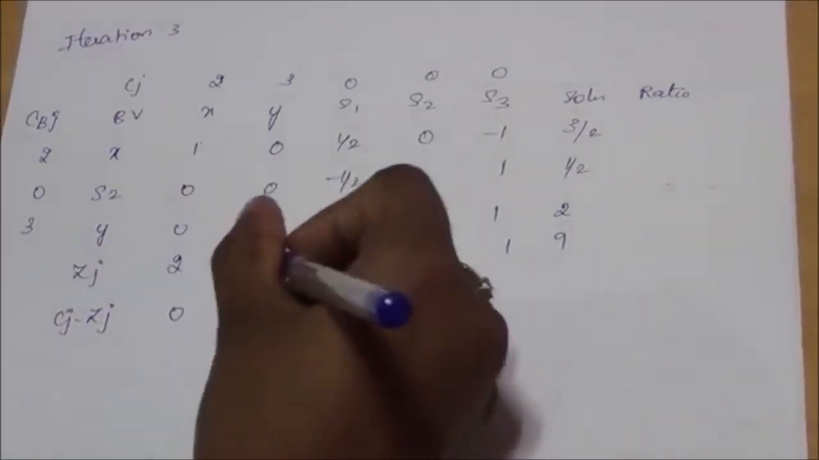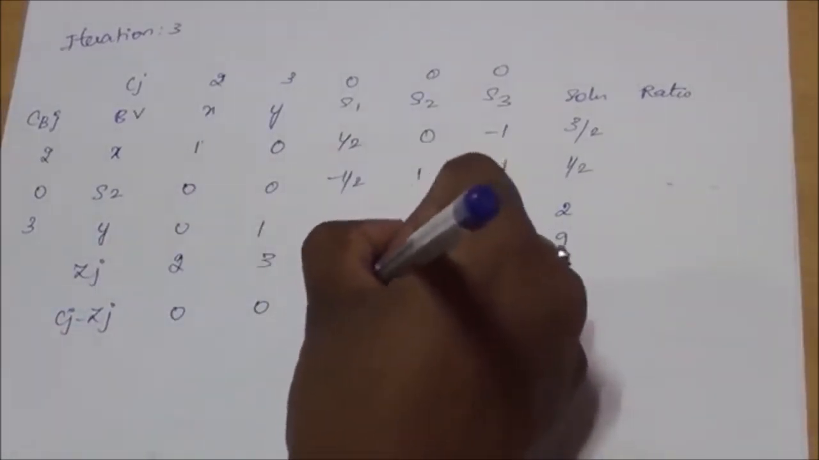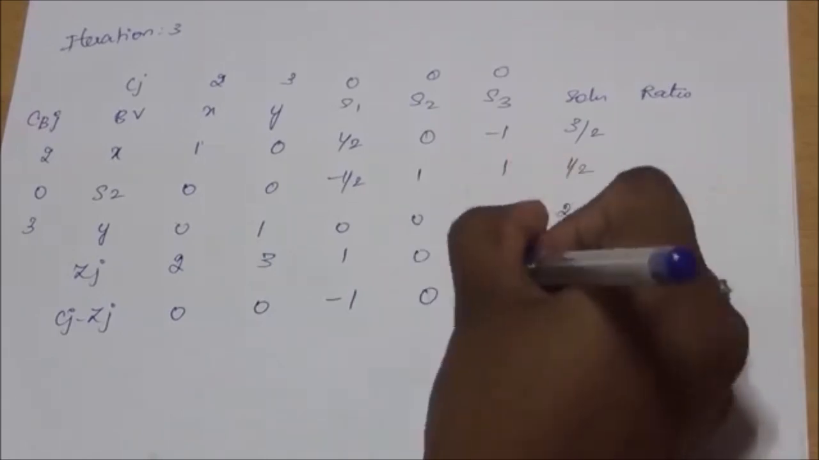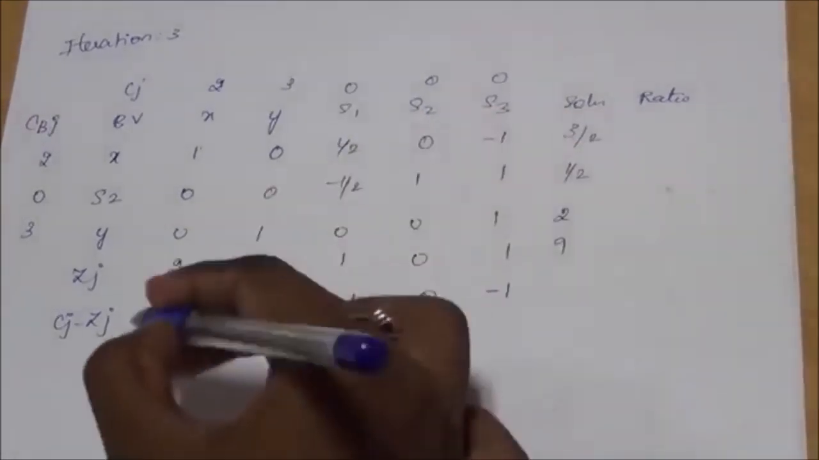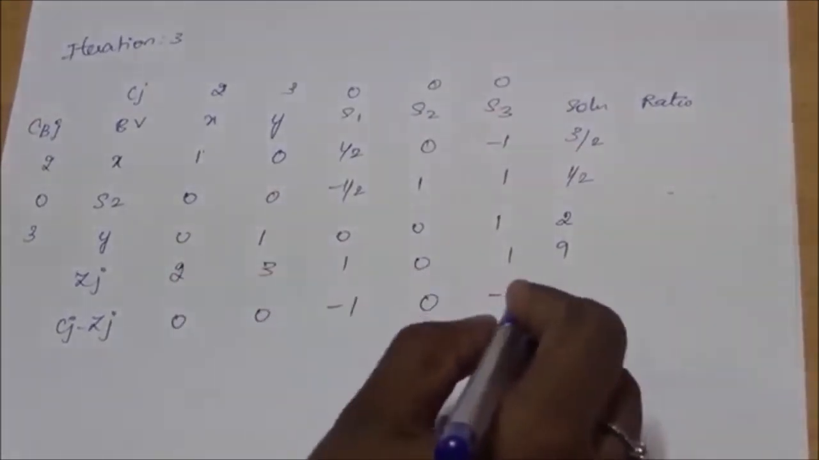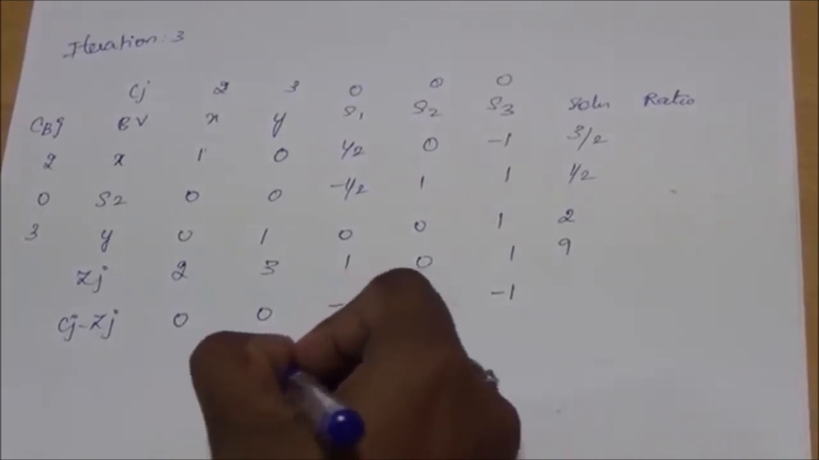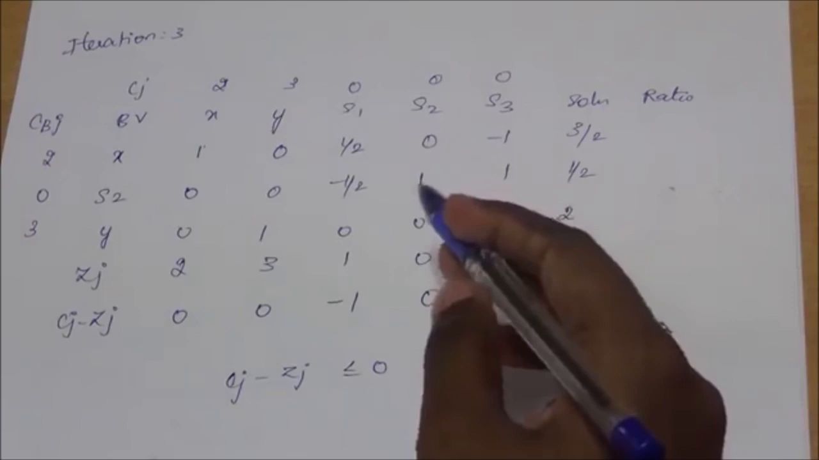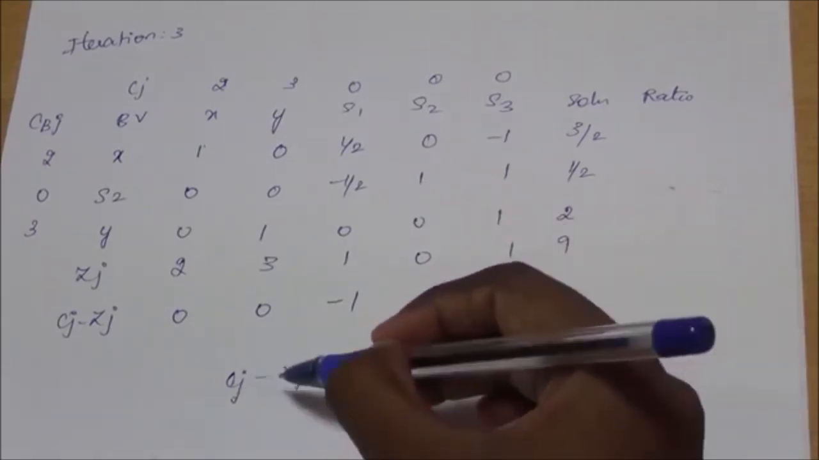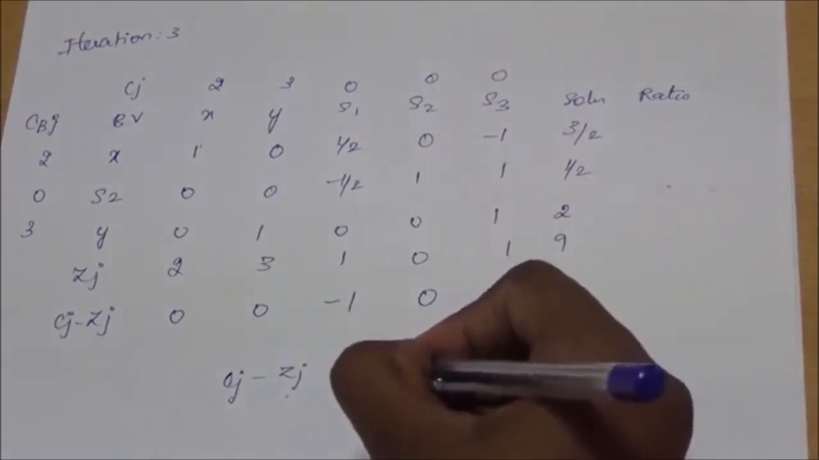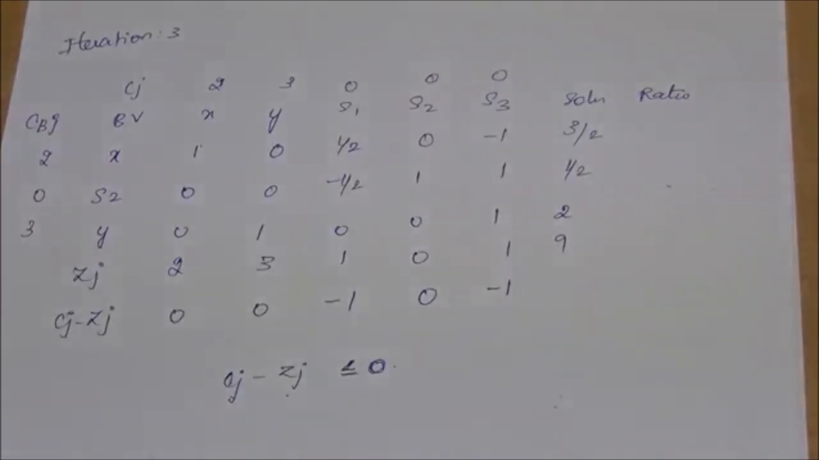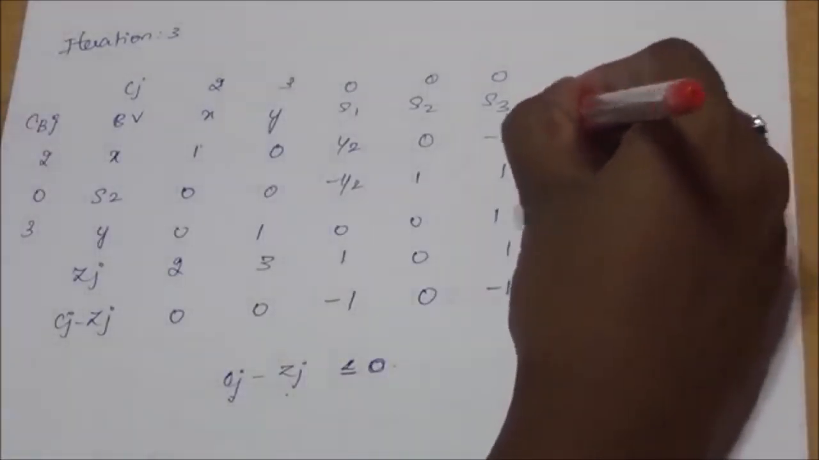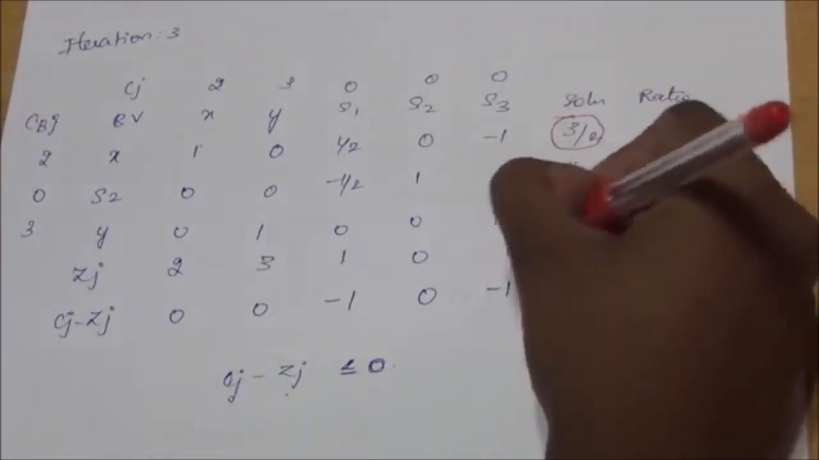2 minus 2, 0, 3 minus 3, 0, 0 minus 1, minus 1, 0 minus 0, 0, 0 minus 1, minus 1. Here all the Cj minus Zj values are less than or equal to 0. We have to stop the iteration here. For maximization problems, we will continue the iteration till all the values of Cj minus Zj become less than or equal to 0. So the final values will be x is 3 by 2, y is 2 and z is 9.